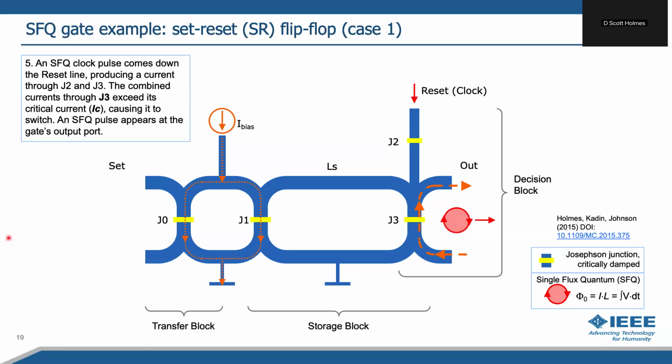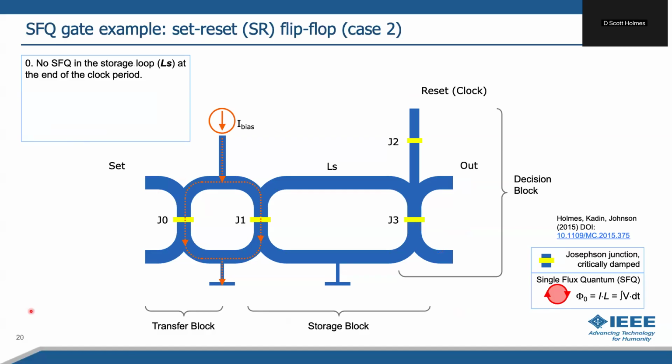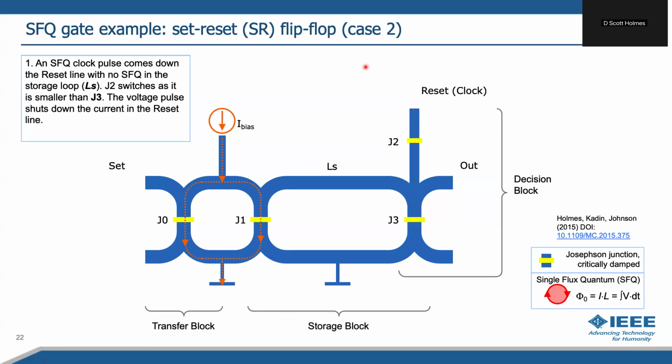Now, there's a second possibility. The other possibility is that there's no single flux quantum in the storage loop at the end of the clock period. In that case, when the clock pulse comes down, current goes down, and we have these junctions sized so that in this case J3 is fine, but J2 is exceeded and it switches and shuts down that input current. And we get no output in the output portion of the circuit.